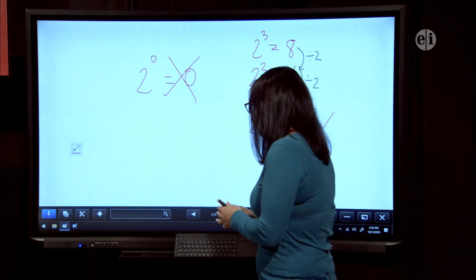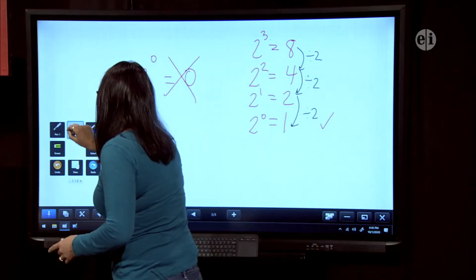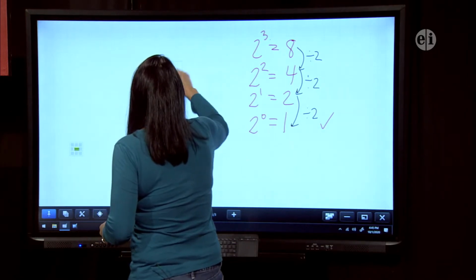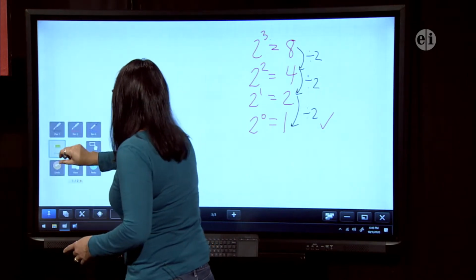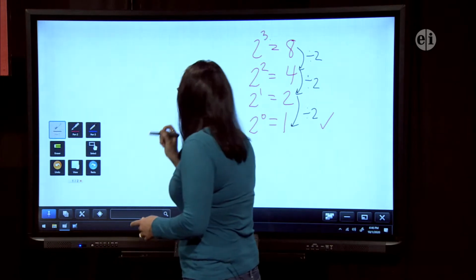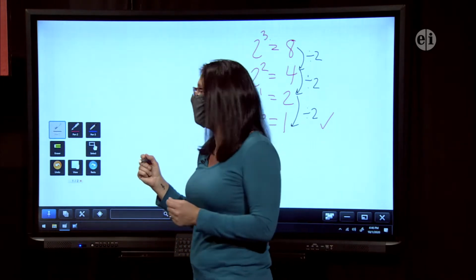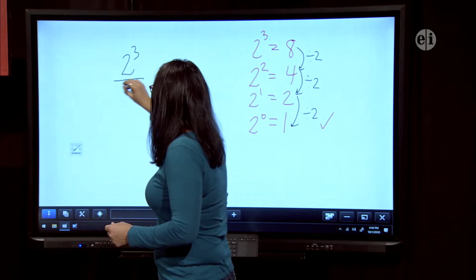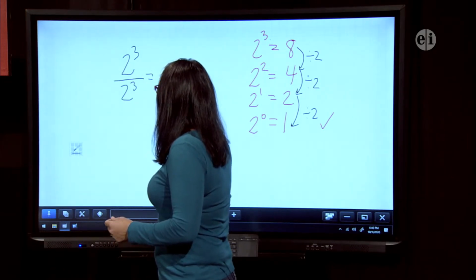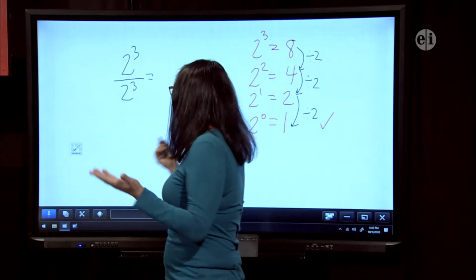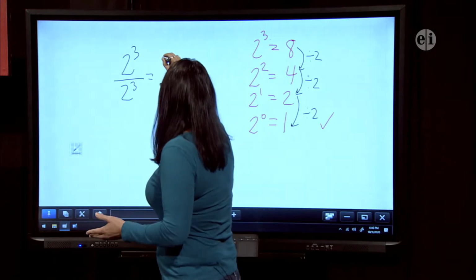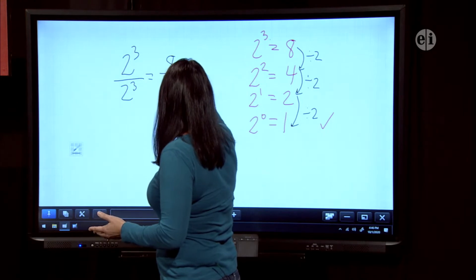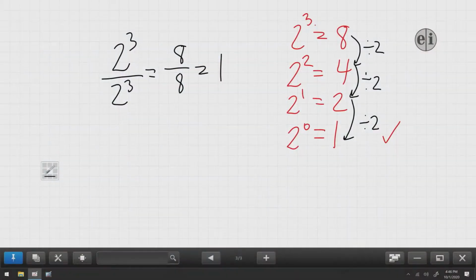The other way is that I told you about subtracting exponents or canceling, and I'm going to show you that way also. So let's say we do 2 to the third over 2 to the third. Well, we know anything divided by itself is 1. We could even write out 2 times 2 times 2, which is 8, divided by 8. Anything divided by itself is 1.